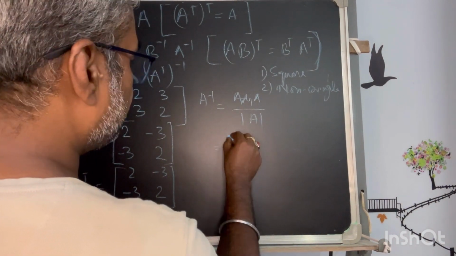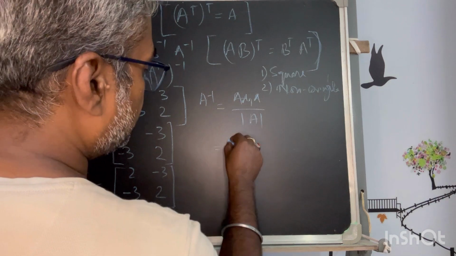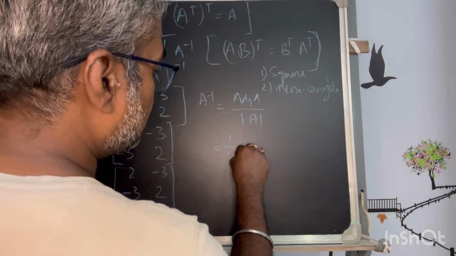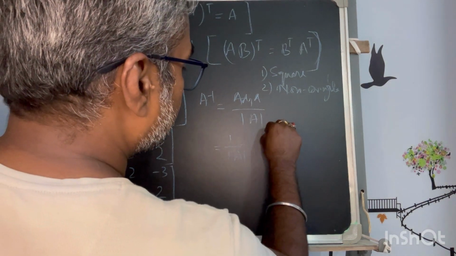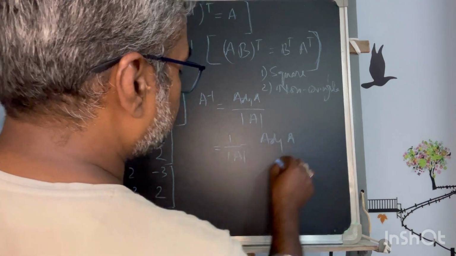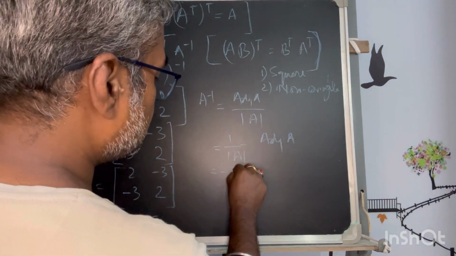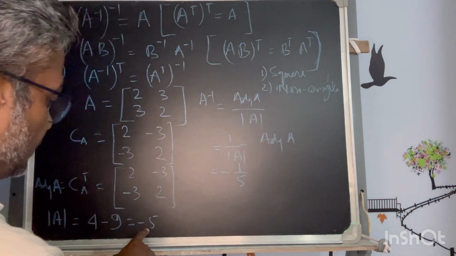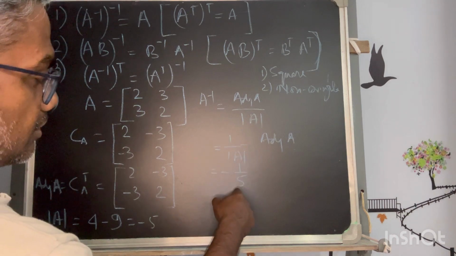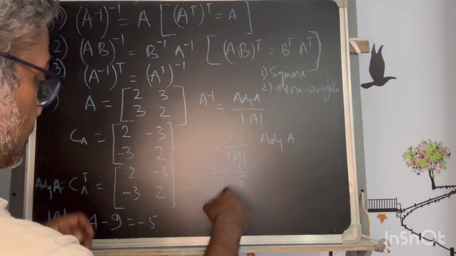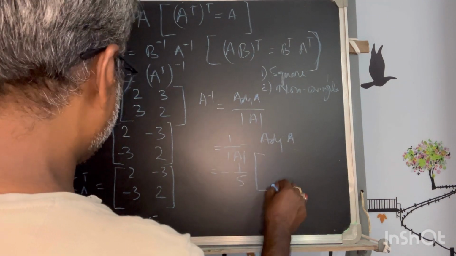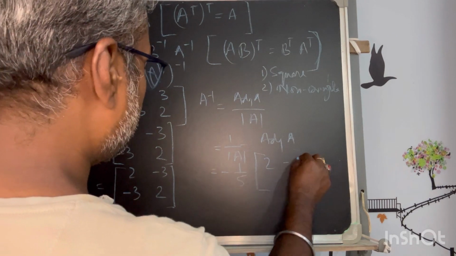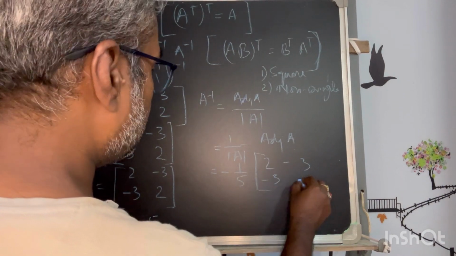Now put the values in. This is 1 by determinant, and the adjoint is a matrix that we can keep like that. So this is minus 1 by 5, because the determinant value is minus 5. The adjoint I have taken is 2, minus 3, minus 3, 2.